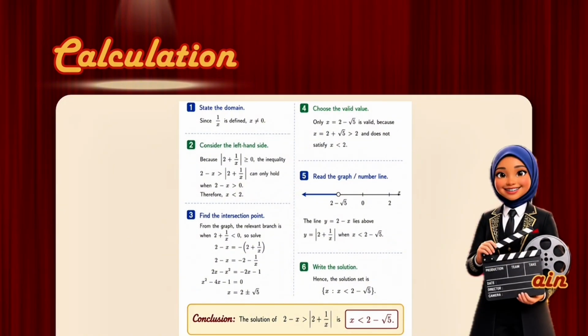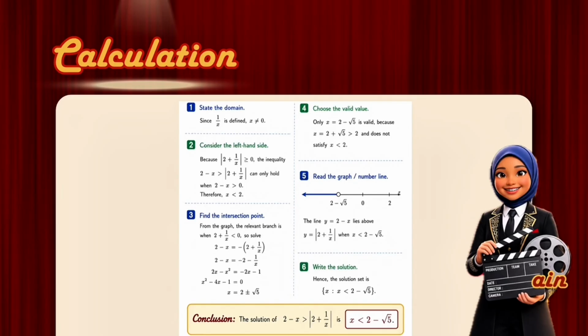This is how to get the answer manually. First, we state the domain. 1 over x is undefined when x equals 0. Next, notice the right hand side is an absolute value, so it is always greater than or equal to 0. Therefore, the left hand side must also be positive: 2 minus x greater than 0. Hence, x less than 2.